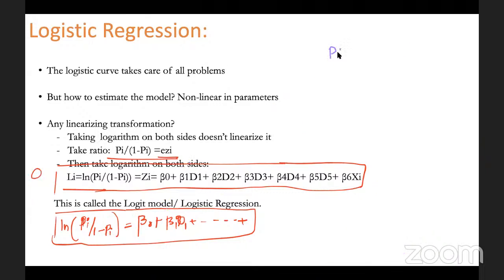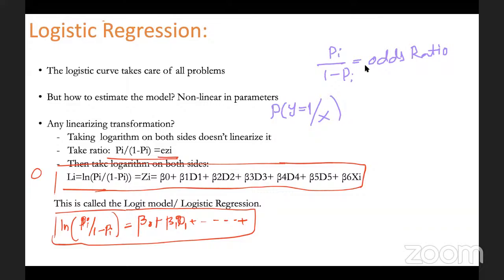Pi by 1 minus pi is called the odds ratio. And remember, in the logistic regression, whatever probability you get will be associated with y equal to 1, given the x variable values. Okay. Now, pi by 1 minus pi is the odds ratio, and this odds ratio is the probability of success to the probability of failure. So this is the probability of success.